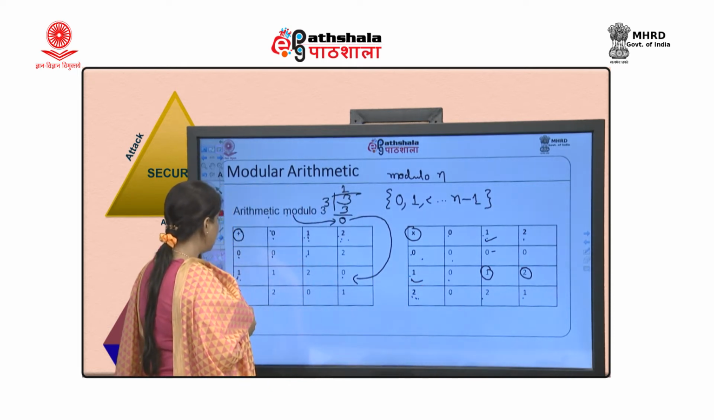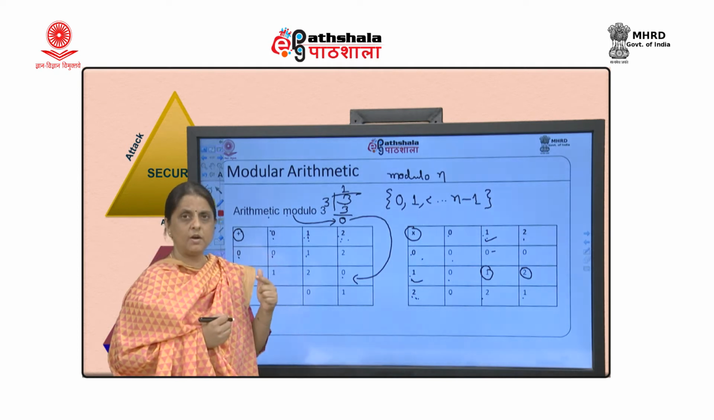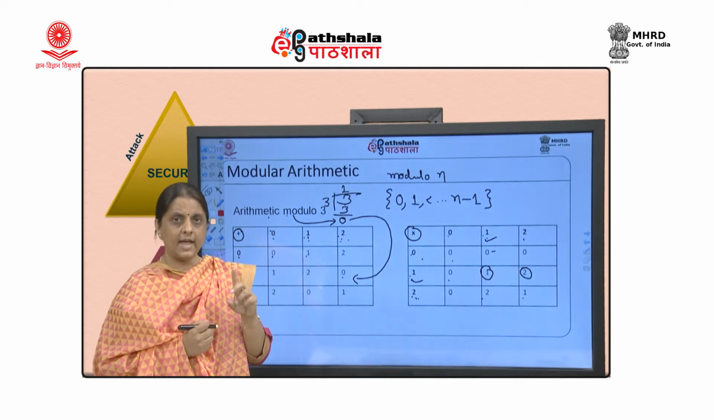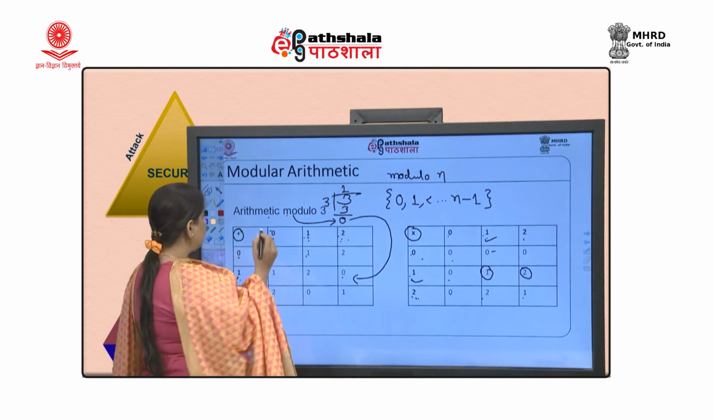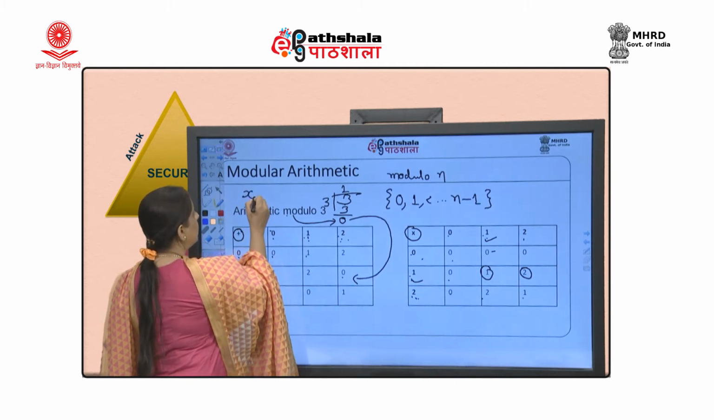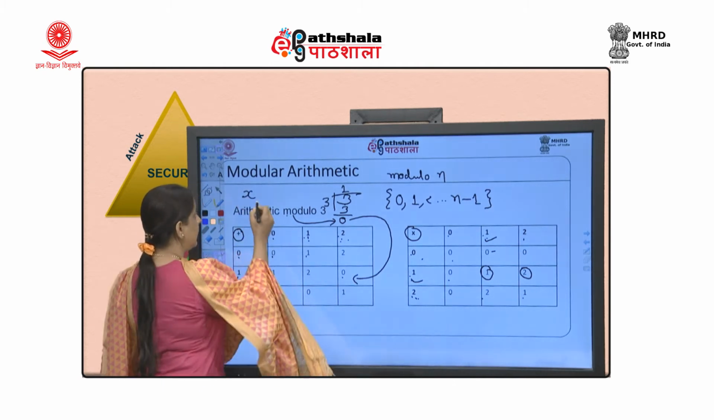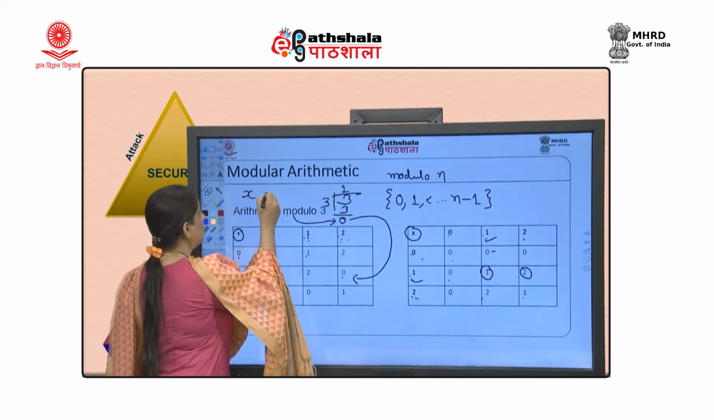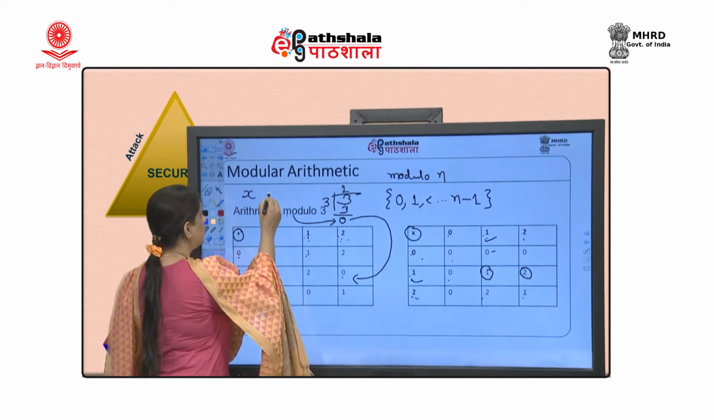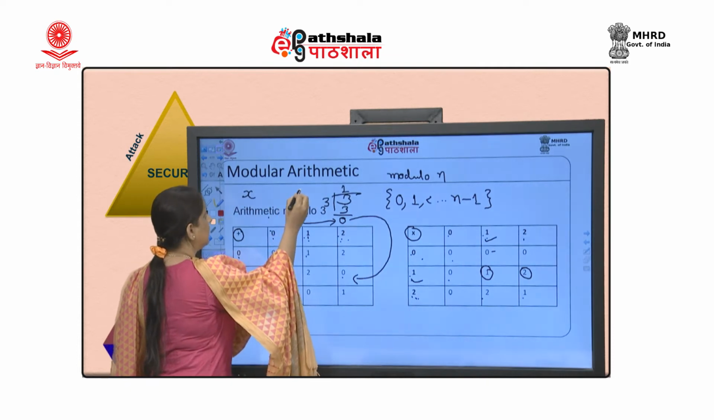Now what do we want to observe? We want to find the additive inverse and the multiplicative inverse. To keep your idea clear, if I want to find the additive inverse, what does it say? I am given x, and I want to add something to x so that I get 0.